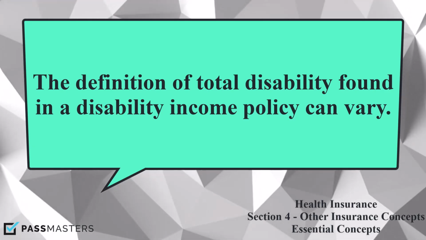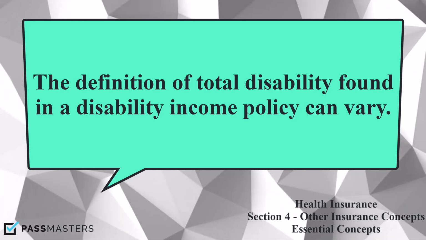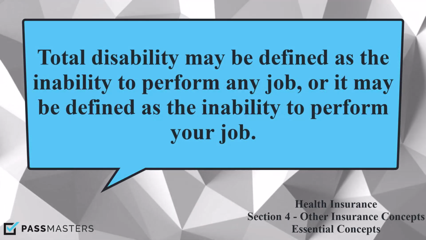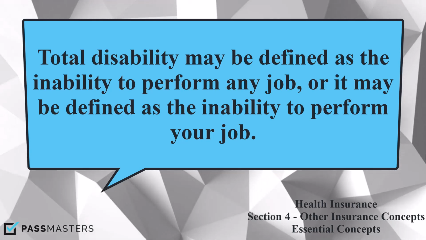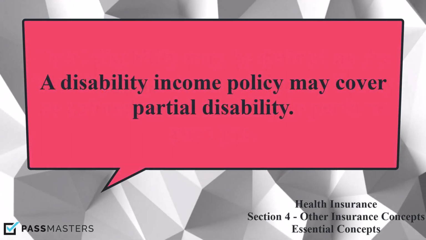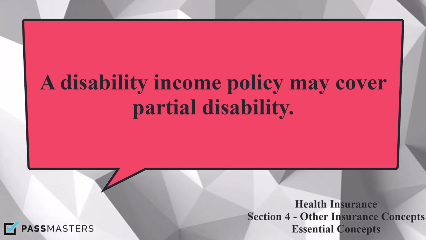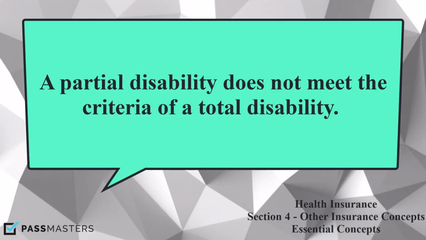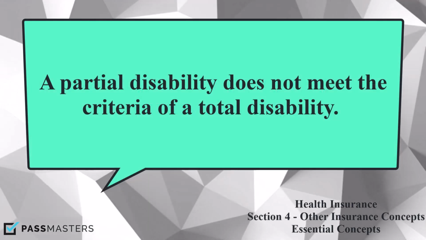The definition of total disability found in a disability income policy can vary. Total disability may be defined as the inability to perform any job, or it may be defined as the inability to perform your job. A disability income policy may cover partial disability. A partial disability does not meet the criteria of a total disability.